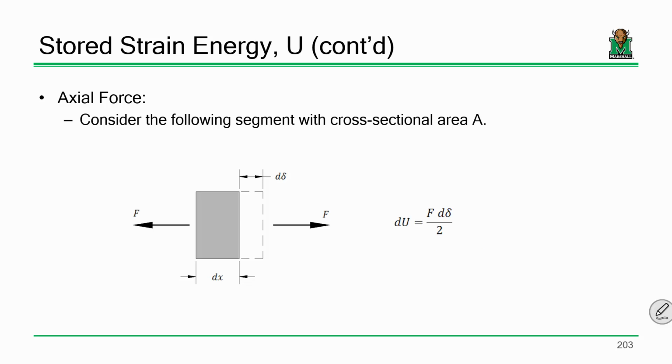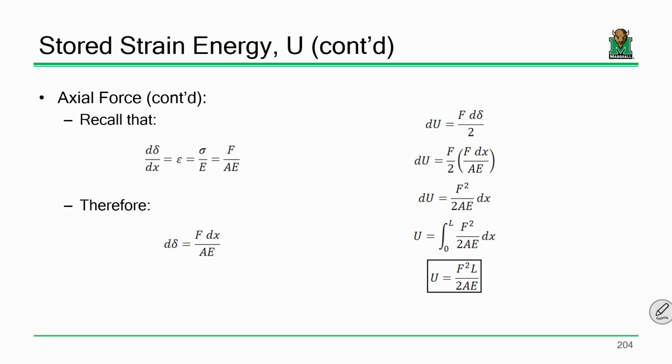Isn't that, what is it, the change in length? And this dx, that's the original length. What's another word for the change in length divided by the original length? That's the strain, exactly. So this d delta over dx, that's the strain, right? And now we're talking about axial force.